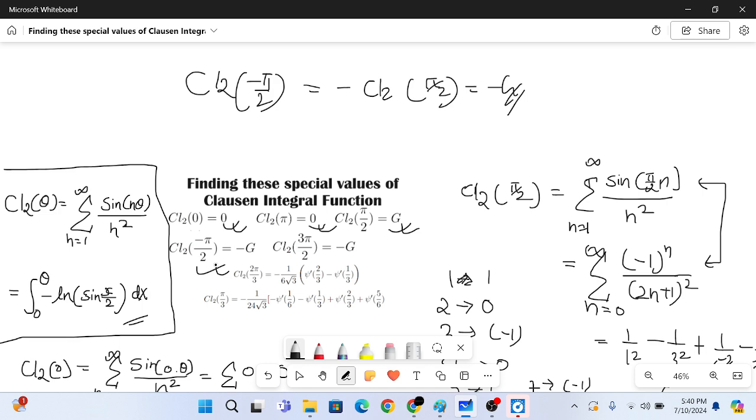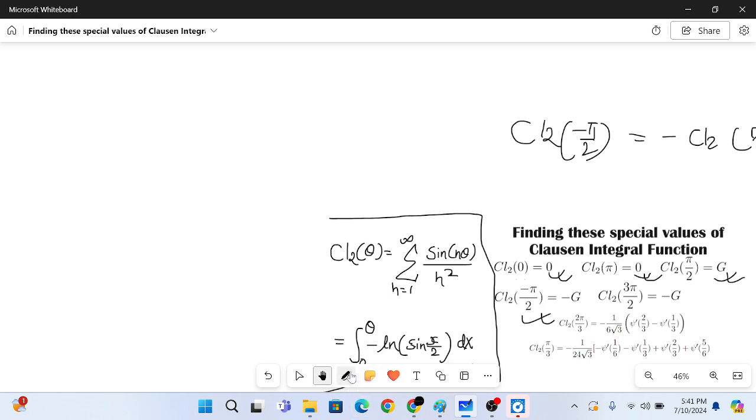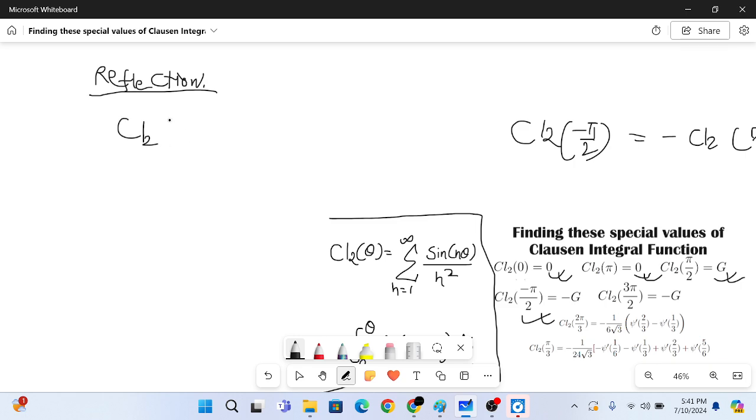Now CL2 of 3 pi by 2. For this I can just use the reflection formula of the Clausen function. We know that the reflection formula of the Clausen function is CL2 of theta minus CL2 of pi minus theta is equal to CL2 of 2 theta by 2. Yes, this is the reflection formula of the Clausen function.